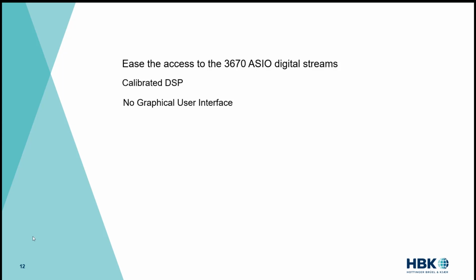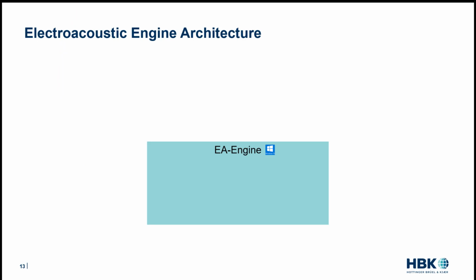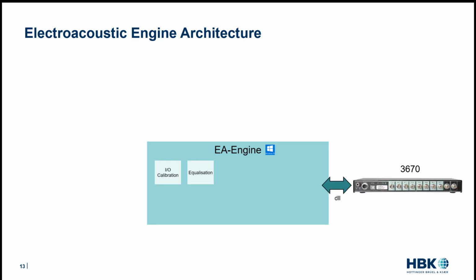Finally, to close the loop, the fourth principle is simple API. The HBK electroacoustic engine works on Windows. It can communicate with the 3670 and has different modules. An I/O calibration, where it can calibrate an input channel or an output channel. It can equalize. It can do random test, swept sine, stepped sine, waveform streaming, so you can play a calibrated wave like speech or background noise. And it can do a time recording.